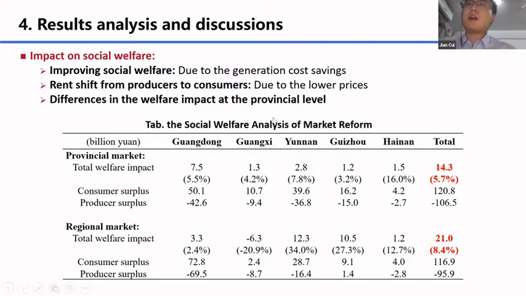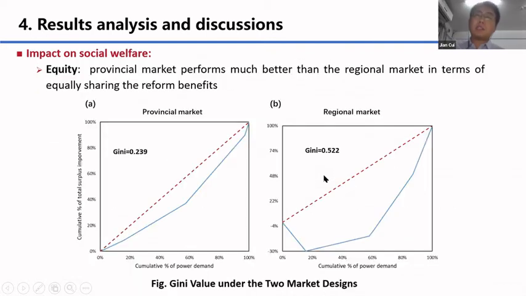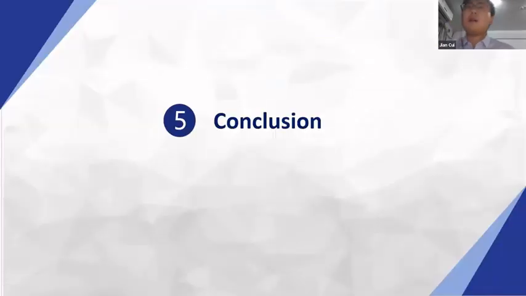And you can find there are differences in the market impact at the provincial level. So as the market integration brings more efficiency gains, the provincial market performs much better than the regional market in terms of equally sharing the reform benefits. So from the efficiency concern, the regional market may be better, but from the equity concern, the provincial market may be a better choice. Here is the Gini value of the two market designs. And then is the conclusion.